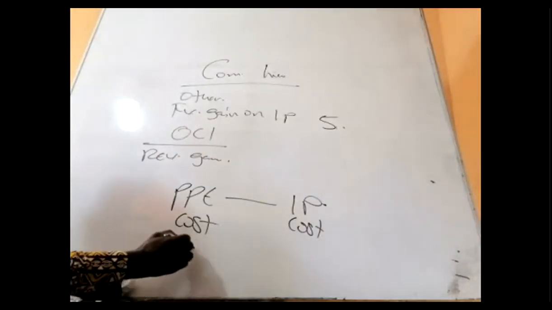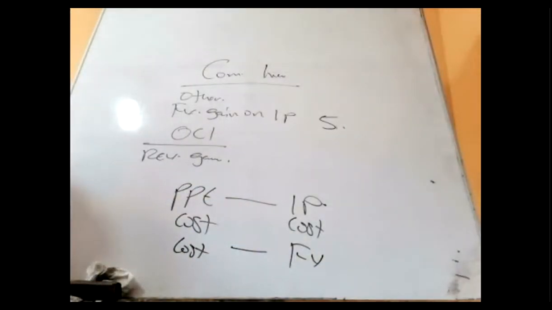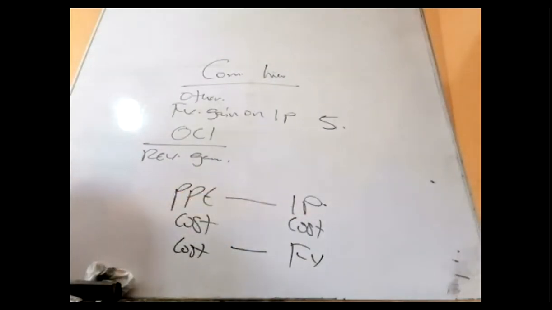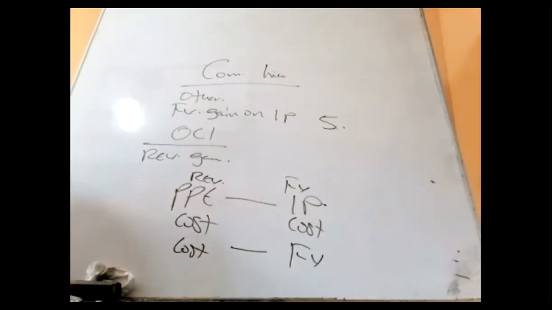That's all. Now we can also have cost to fair value model. Yes, there you have done something. Then you can also transfer from this to this. You can also move from revaluation model to fair value model, and the reverse is also true. That is all. I'm done.